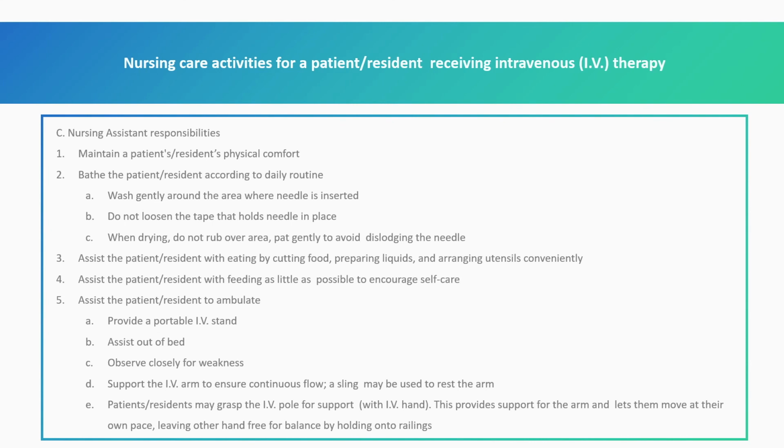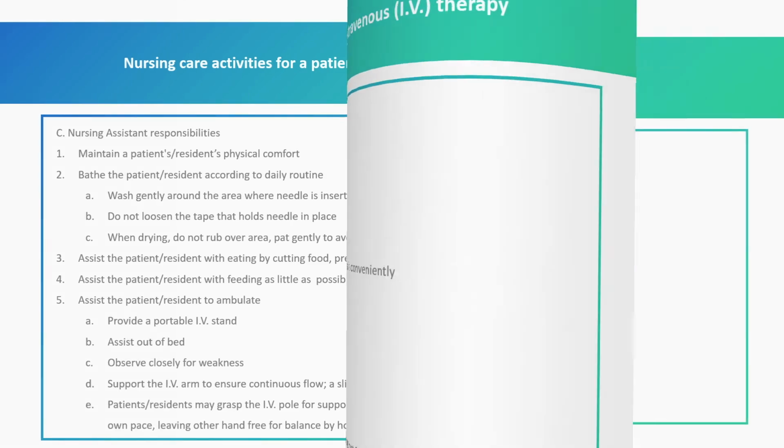Assist out of bed. Observe closely for weakness. Support the IV arm to ensure continuous flow. A sling may be used to rest the arm. Patients or residents may grasp the IV pole for support with the IV hand. This provides support for the arm and lets them move at their own pace, leaving their other hand free for balance by holding onto railings.